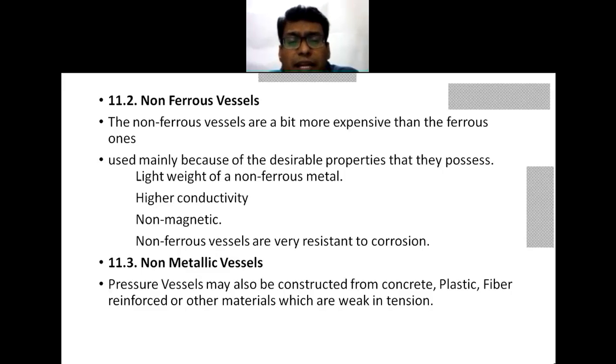Then the non-metallic vessels, in that the concrete, glass vessels, then plastic vessels, nowadays fiber reinforced vessels, they're also constructed and are regularly being used in the process industries.